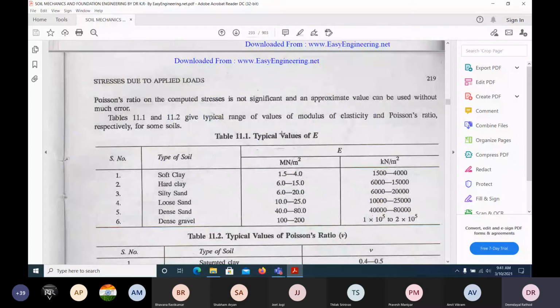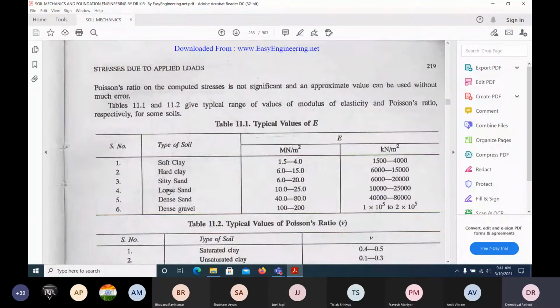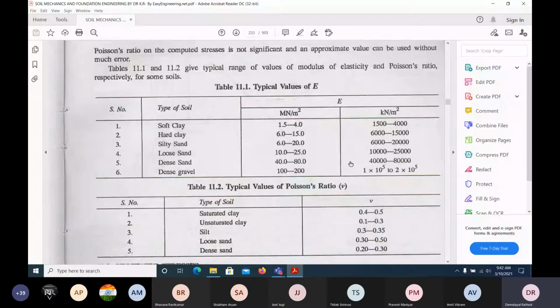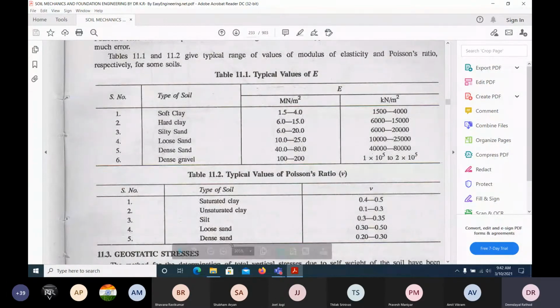These are the typical values for the soft clay. Generally it would be 1500 to 4000. These are the E values, the soil modulus or Young's modulus you will say. Then hard clay, it would be 6,000 to 15,000, and silty and so on. So these values are given. And we need this Poisson's ratio also.